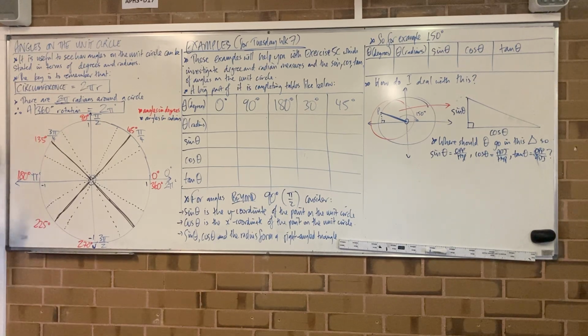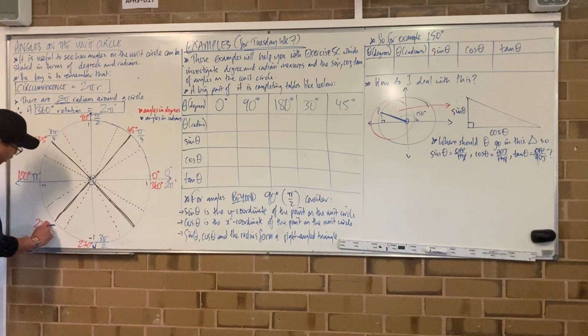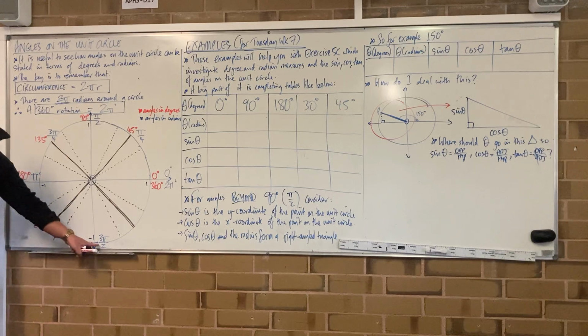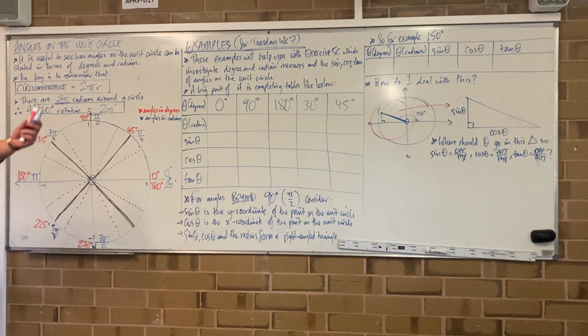225 degrees. What fraction of pi would it be? This is 4 pi over 4, that's why it's pi. 5 pi over 4. So this would be 5 pi over 4. 6 pi over 4 cancels down to 3 pi on 2. It all makes sense.